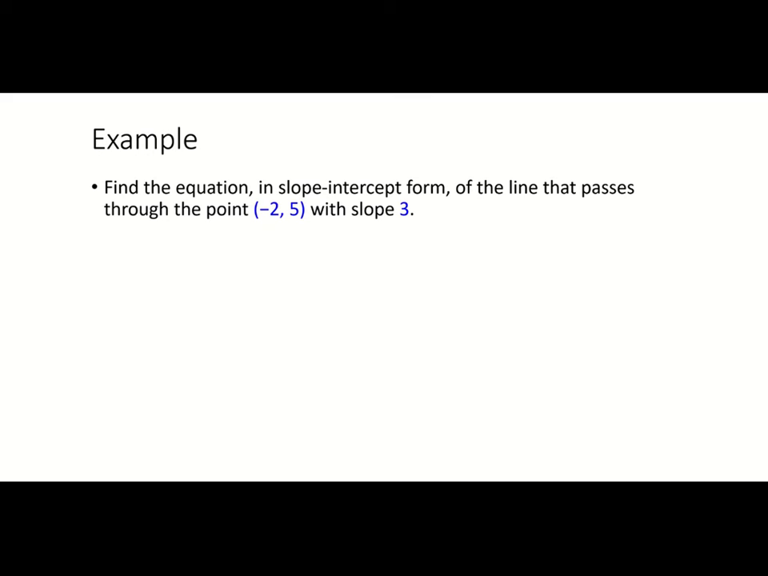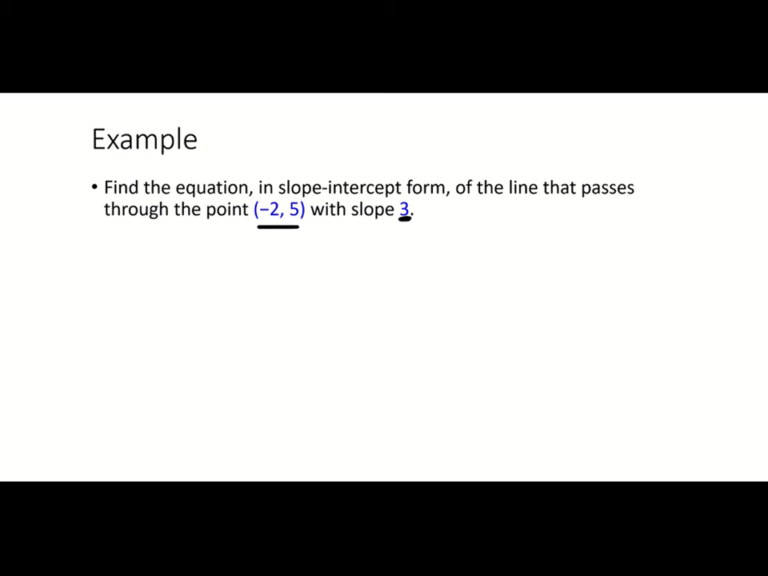So here, they gave us a point, negative 2, 5, and the slope of 3, and they want us to write our equation in slope-intercept form. So because this is negative 2, 5, and it's not the y-intercept, I can't just start off with y equals mx plus b. I'm going to start off using my point-slope formula.